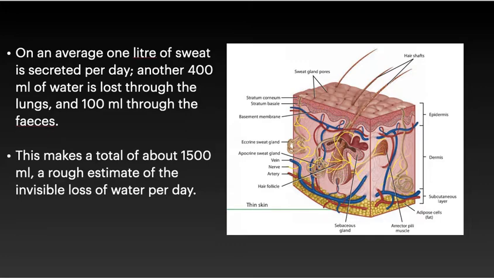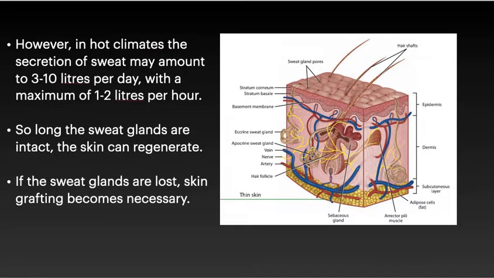On an average, 1 liter of sweat is secreted per day. Another 400 ml of water is lost through the lungs and 100 ml through the feces. This makes a total of about 1500 ml, a rough estimate of the invisible loss of water per day. However, in hot climates, the secretion of sweat may amount to 3 to 10 liters per day with a maximum of 1 to 2 liters per hour. So long as the sweat glands are intact, the skin can regenerate. If the sweat glands are lost, skin grafting becomes necessary.